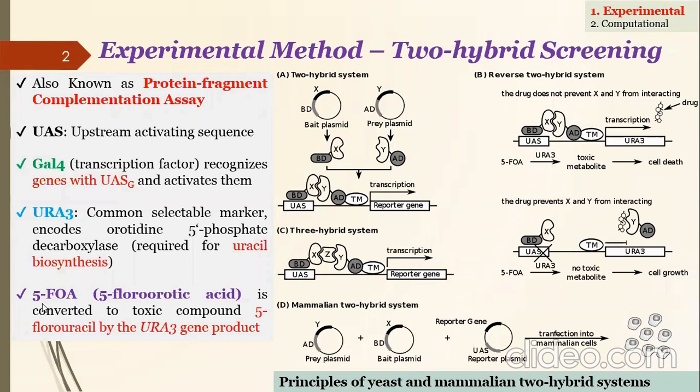And next is 5-fluoroorotic acid. What is this? This is converted into a toxic compound, 5-fluorouracil, by the URA3 gene product. So this enzyme will convert 5-fluoroorotic acid into a toxic compound, 5-fluorouracil, and 5-fluorouracil will give rise to cell death. Am I clear?